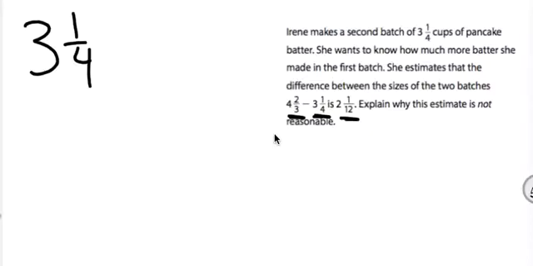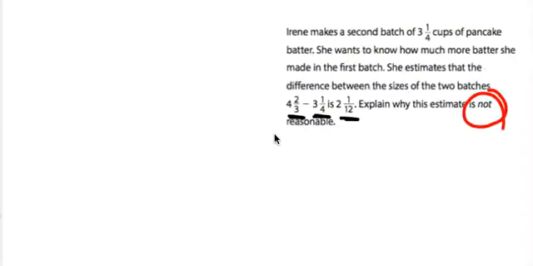It tells you right here, let me make it red, that is not the right answer, and it wants to know why. Well, earlier when we were looking for a reasonable answer, we rounded. Let's go ahead and do that. We're going to round to the nearest benchmark fractions.